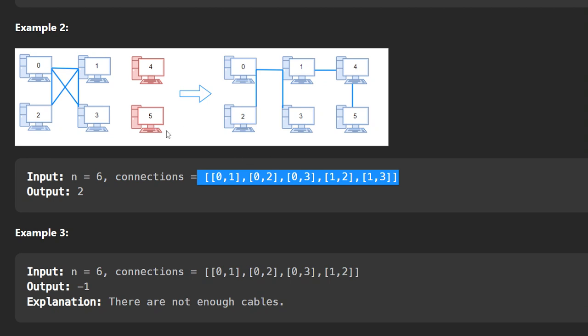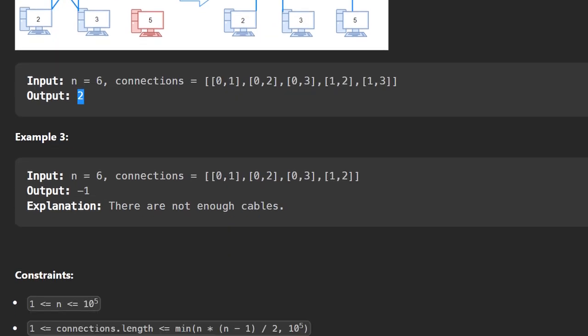We have three connected components, and we already know that the number of edges is enough, right? 6 minus 1 is 5, which is there. Okay, so now there are three connected components, so we need 3 minus 1, which is equal to 2. That is the answer here.